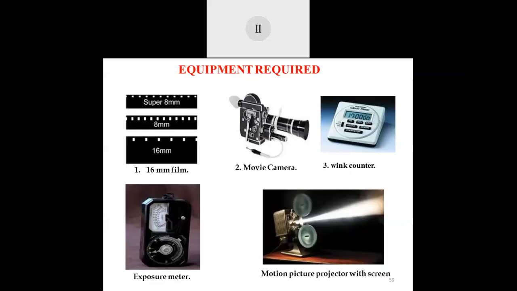Then the motion picture projector with screen. Why is this last one needed? Because after filming all those things, later on if you want to see them, we will use this motion picture projector with screen. Using this projector the film will be shown on a screen, and after that we will analyze that movement. So for micro motion study, this is the equipment which is required.